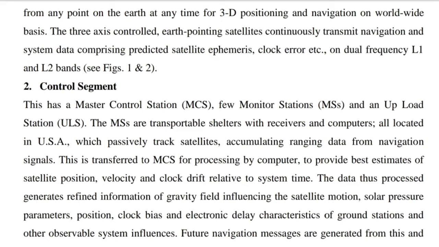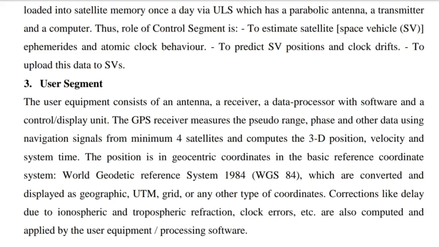Future navigation messages are generated from this and loaded into satellite memory once a day via the ULS, which has a parabolic antenna, a transmitter and a computer. Thus, the role of the control segment is to estimate satellite, space vehicle, SV, ephemerides and atomic clock behavior, to predict SV position and clock drifts, and to upload this data to the SVs.